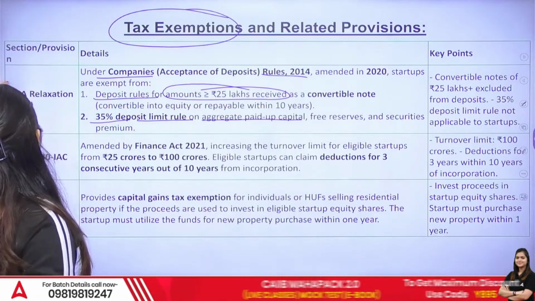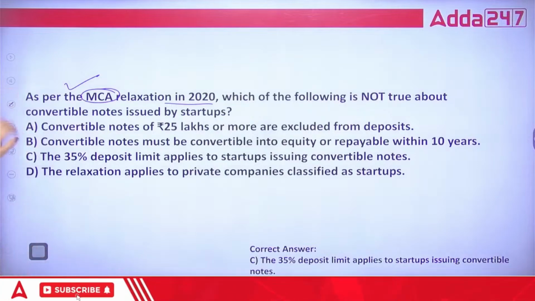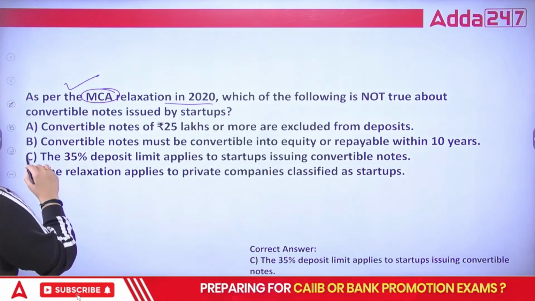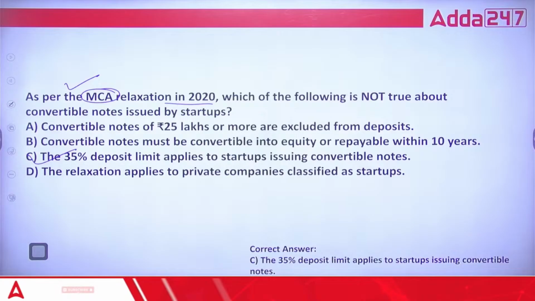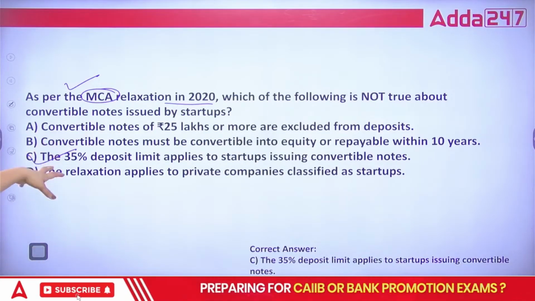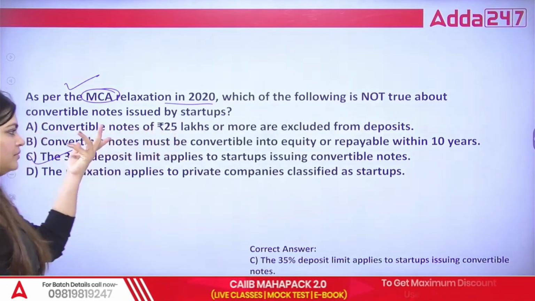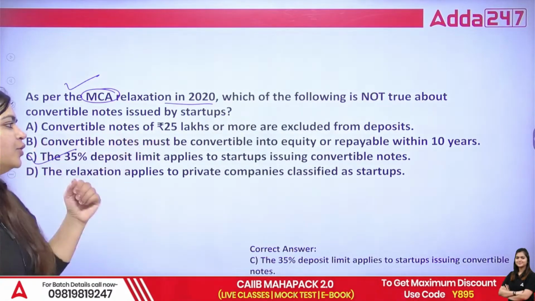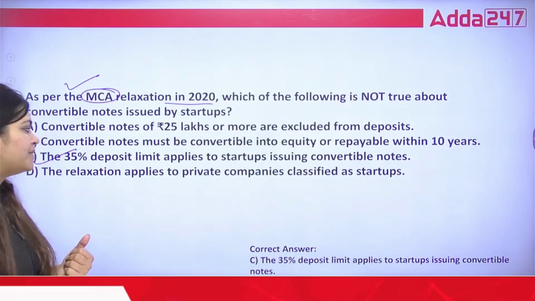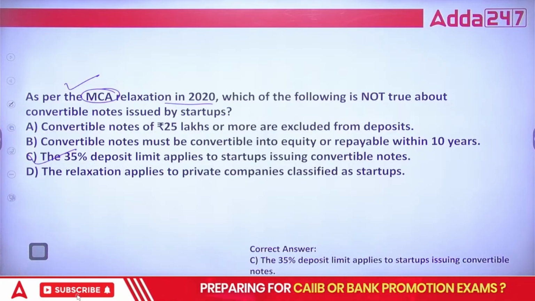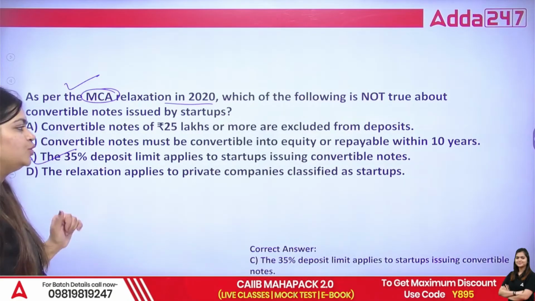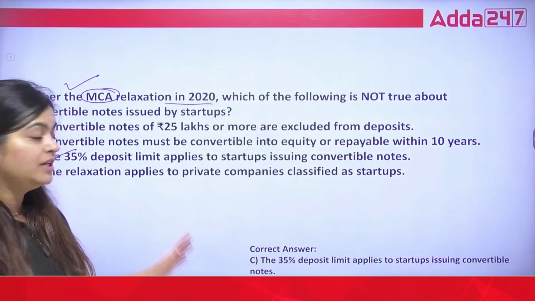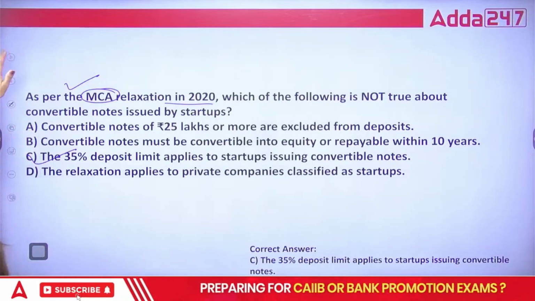So based on that, if you read the options, which is the correct answer? The statement that the 35% deposit limit applies to startups complying is not the true option, because convertible notes are available and can be converted within 10 years, and the relaxation applies to private companies who are classified as startups. But the wrong statement here is that the 35% deposit limit applies to startups issuing convertible notes. So here your answer is option C.